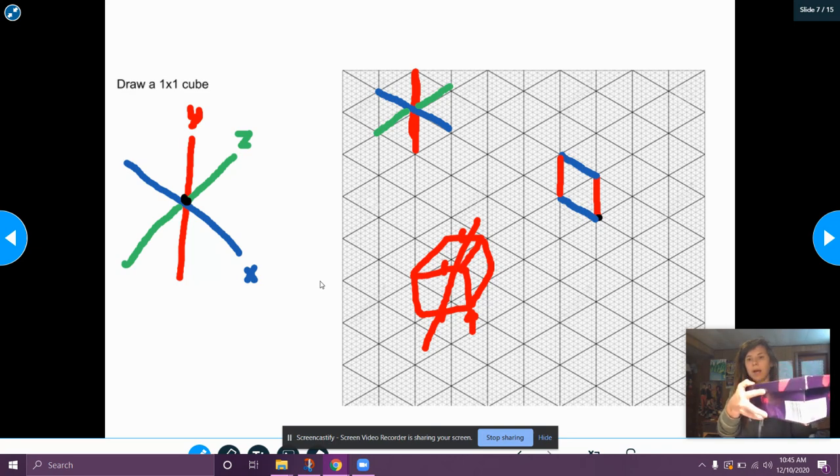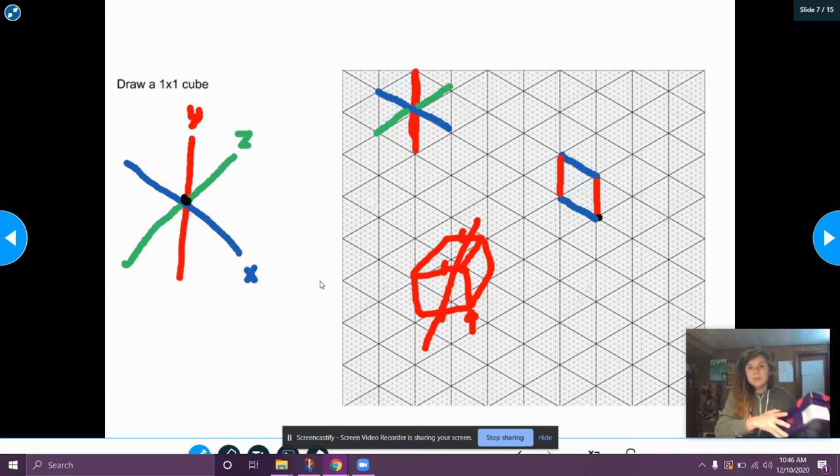Okay, so that red line that I drew is the corner. Like this. We want to see all of our planes. We want to see all of our viewpoints. We want to see our front. We want to see our side. And we also want to see our top. And that's how we're drawing it.